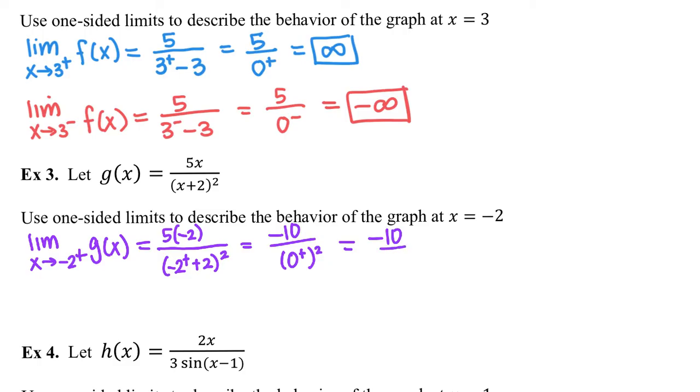So I'm going to get negative 10 over 0 from the positive, squared is going to still be 0 from the positive, even though there's no such thing as positive 0. So I'm going to get negative infinity. So the graph's going down on the right side. On the left side of x equals negative 2.